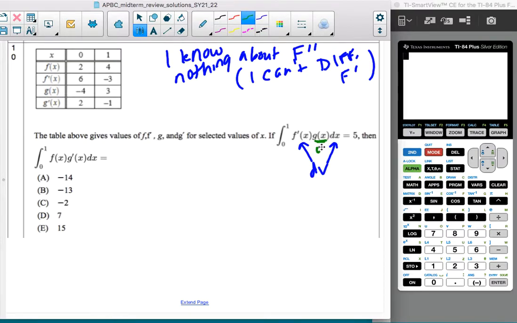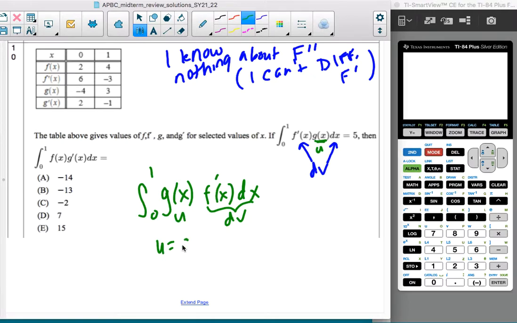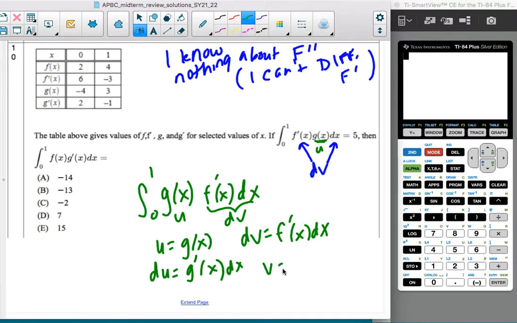This has to be the thing I differentiate, because I can, in fact, differentiate g, because I know about g prime. So this integral from 1 to 0, sorry, backwards, 0 to 1, long day, of g of x. I'm going to rewrite it so this is my u, and this whole thing together is my dv. My u is g. My du is therefore g prime, which makes sense because I know something about that. My dv is f prime of x dx. Sorry, there's a dx here for what it matters. And my v is f of x.